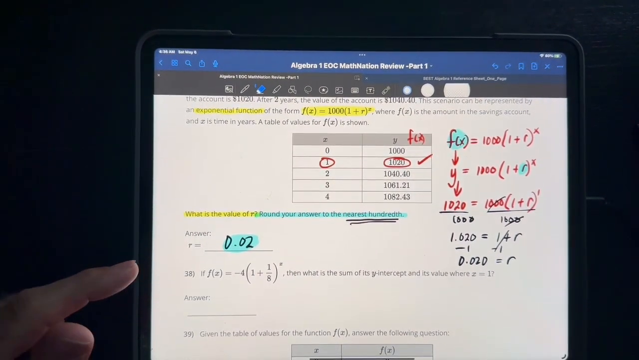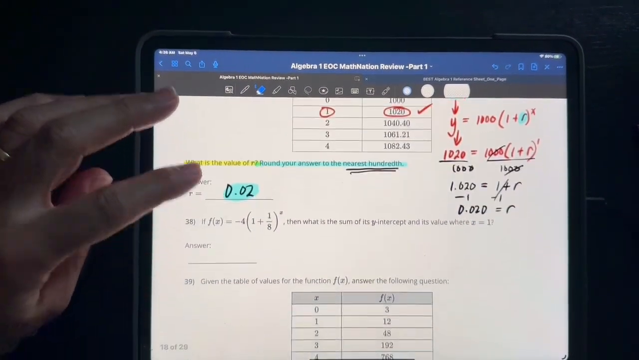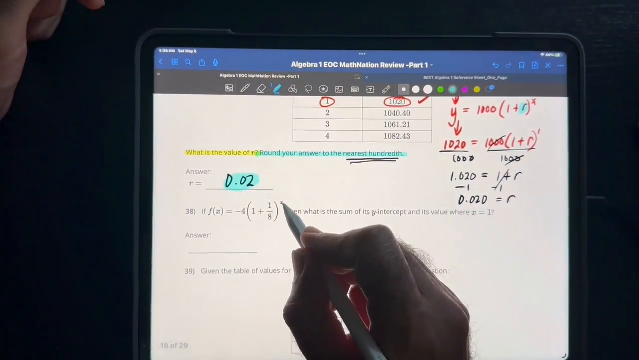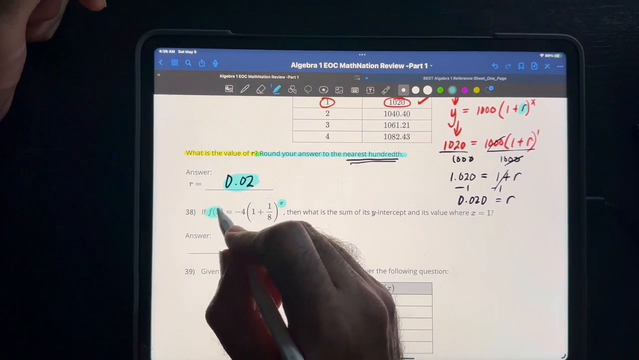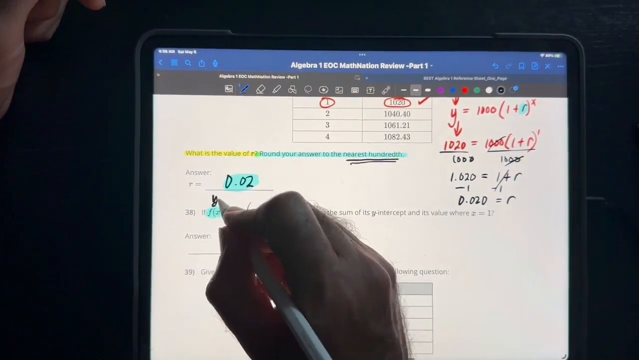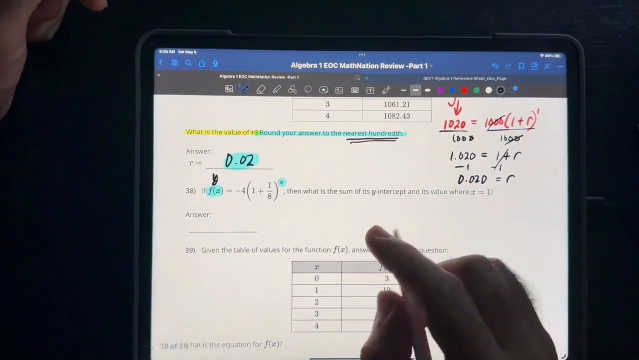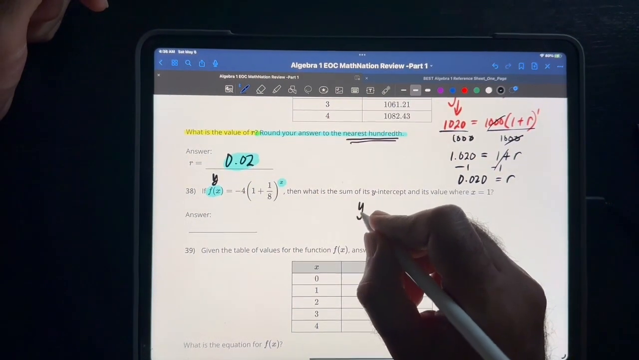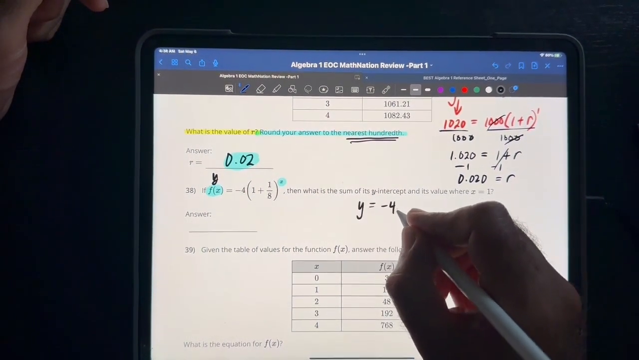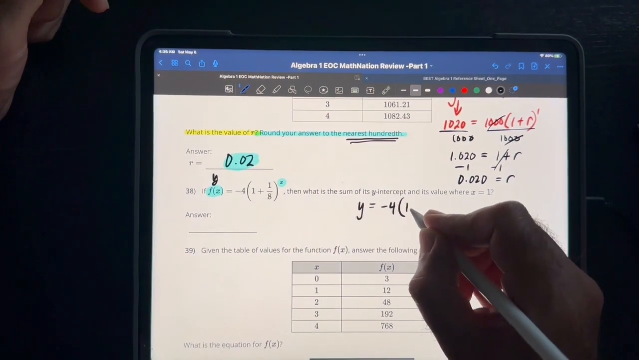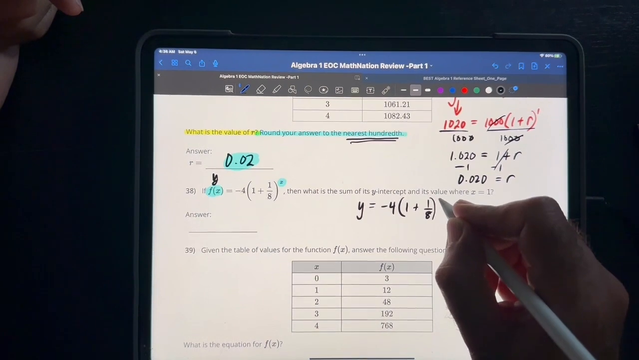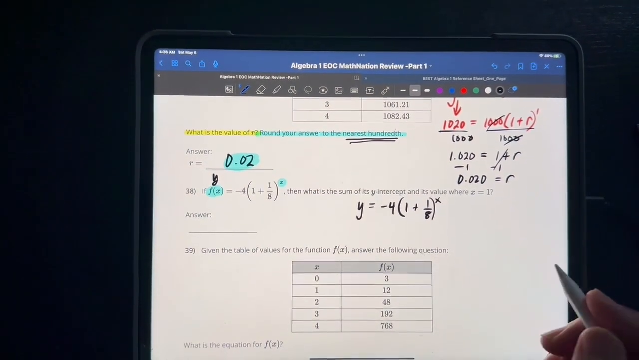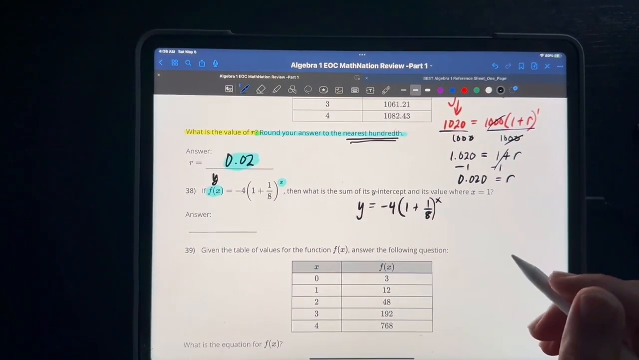All right, moving on to 38. 38, again, is an exponential function. How do I know? Because you have x as the exponent. And remember, f of x means y. So if you want, you could just change that to y immediately. So I'm going to have y equals -4 times parentheses 1 plus 1/4. Yeah, it's time to knock it off now, guys. I'm getting tired. So what am I doing now?